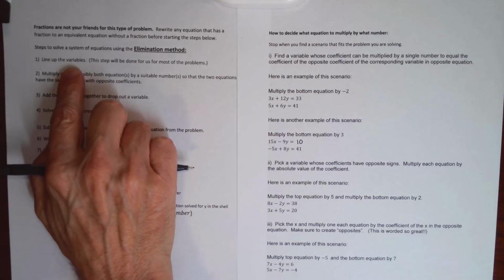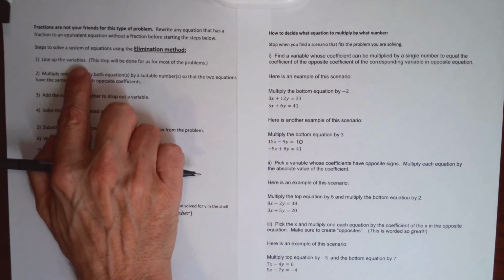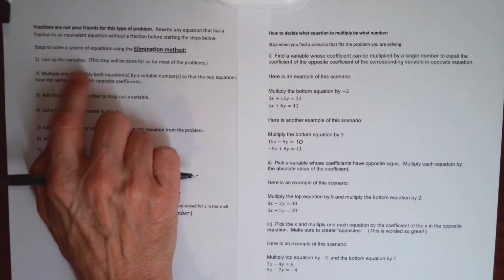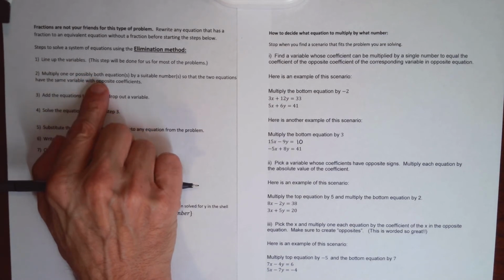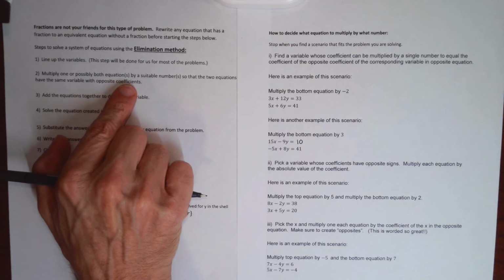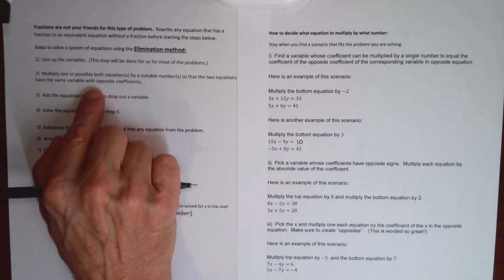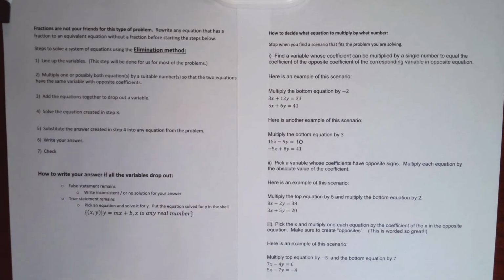So in the elimination method, the variables are usually lined up for me. If they're not, I'm going to line up the x's and line up the y's on the left hand side of the equation, get the numbers, the constants to the right of the equal sign. And then here's the big step. I'm going to multiply one or possibly both equations by suitable numbers so that the two equations have the same variable with opposite coefficients. This is the part that requires thought that I tried to type up.